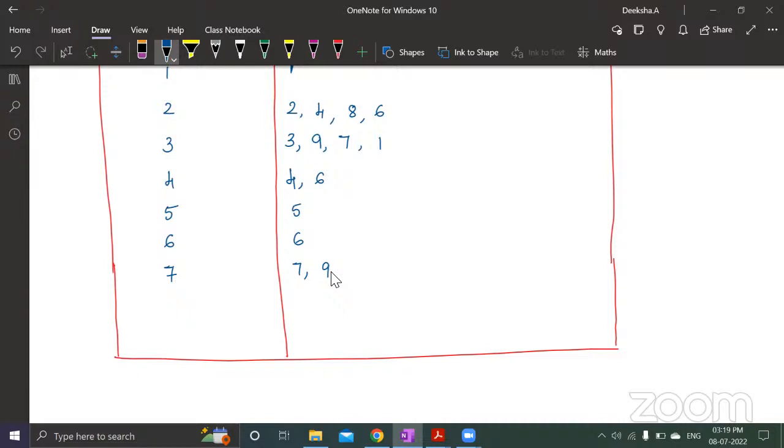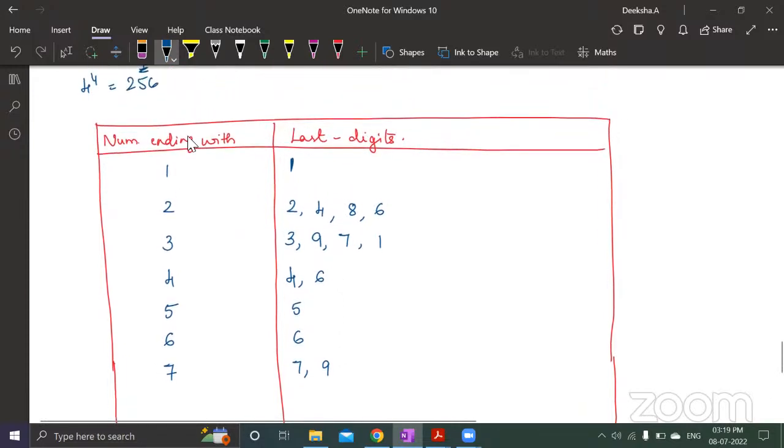What if it ends with 1? Because 0 power to anything is... sorry, any number power 0 is 1. We are not talking about the answer when I say a number ends with. We're talking about the base number only.